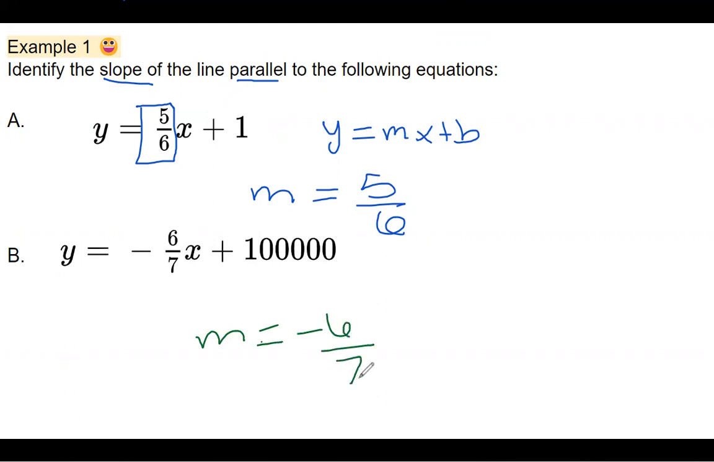Raise your hand if you disagree. Raise your hand if you agree. All right, you guys got the hang of it. Okay, so that is correct. Our slope is negative 6 over 7. Now, how do we know? It's written in slope-intercept form. So y equals mx plus b, where our m is going to be negative 6 over 7. Therefore, it has to be the same slope. And we have our slope identified.